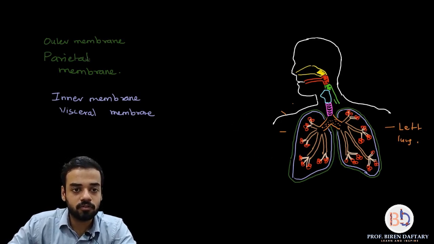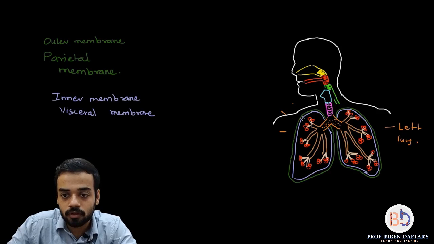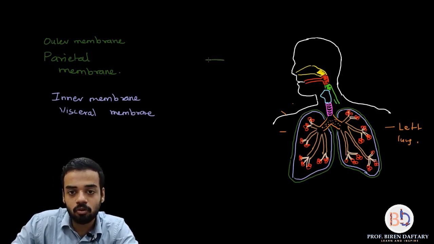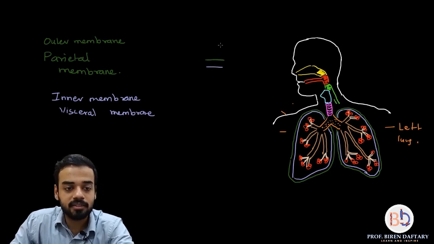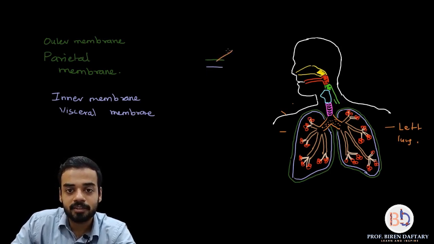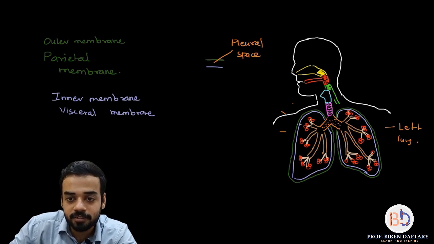Now if you see over here, let me just select this. This is the outer membrane, correct, and this is your inner membrane. Then there is this space which is present. This space between the two is called the pleural space. Please remember. This space, if you see, is continuous, and that is called the pleural space.